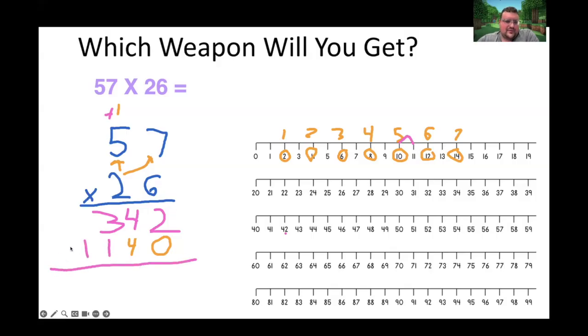And now that we have multiplied everything, we can add it up. 2 plus 0, 2. 4 plus 4, 8. 3 plus 1, 4. 0 plus 1, 1. 1,482. If you got that right, give yourself a thumbs up.